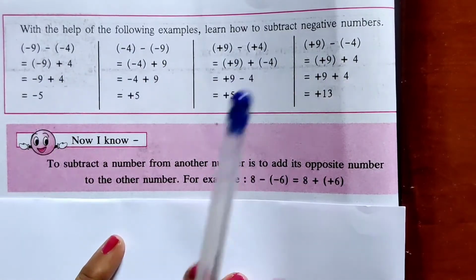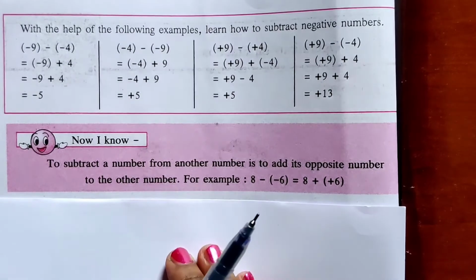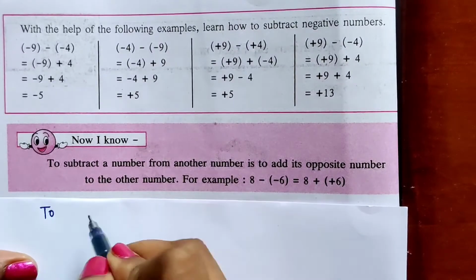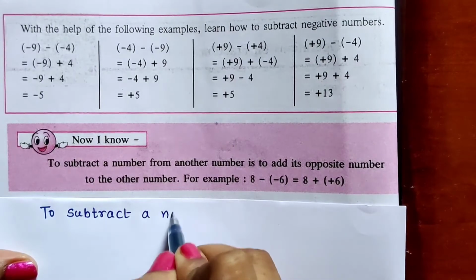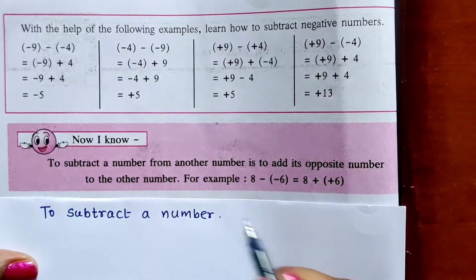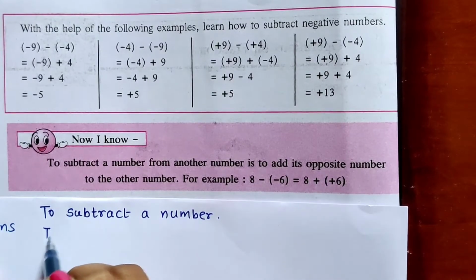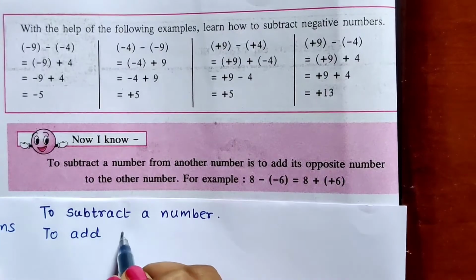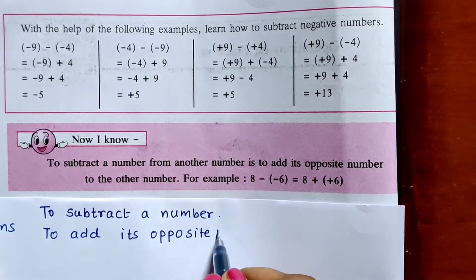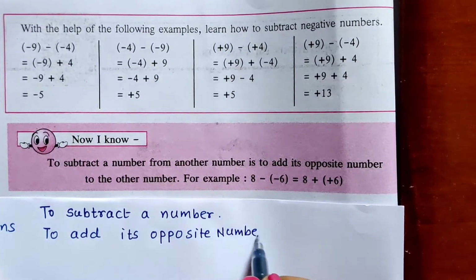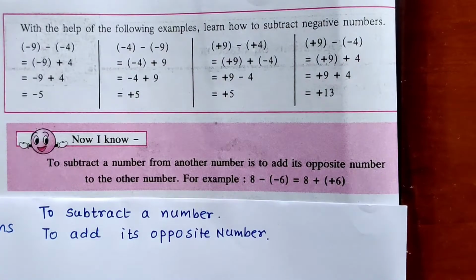These are 4 examples which are given to us. So let us see, to subtract a number means to add its opposite number. This rule you have to keep in mind, so it will be easy to understand the sums.